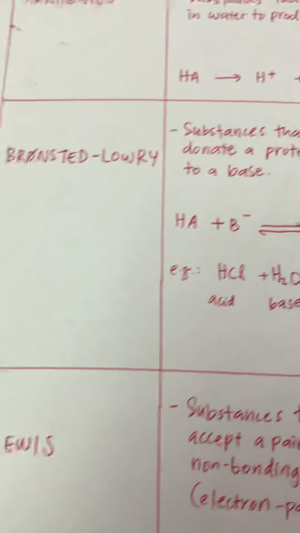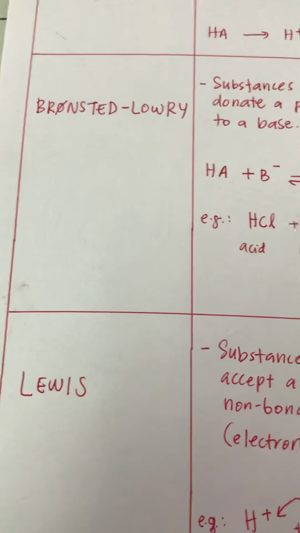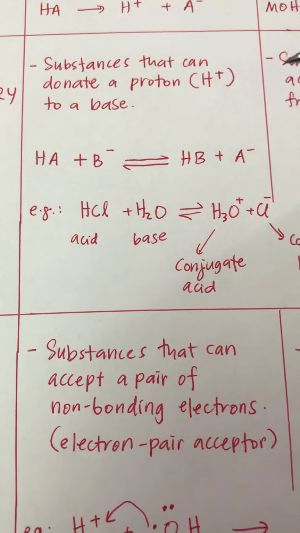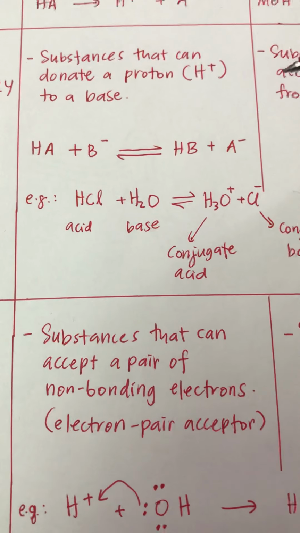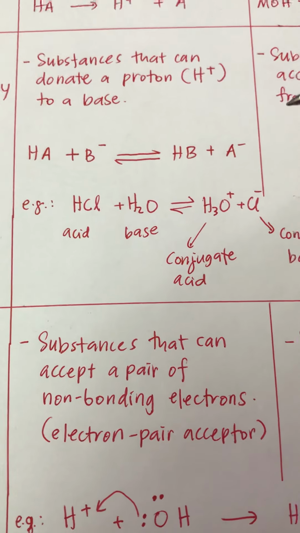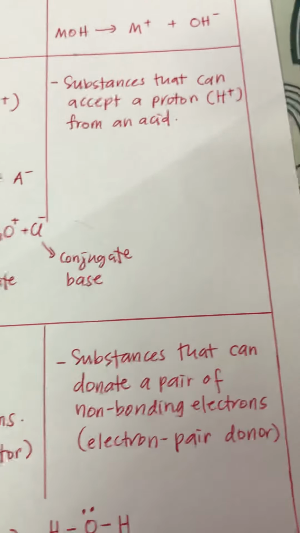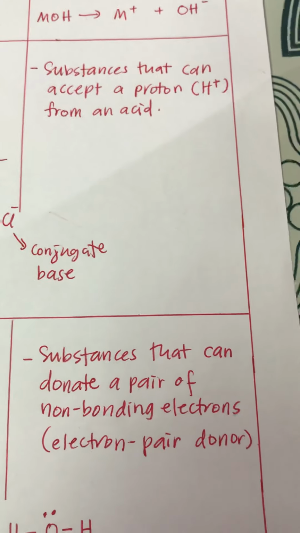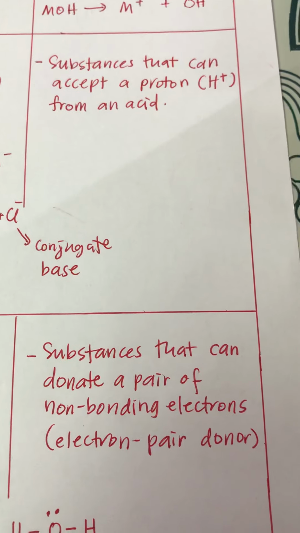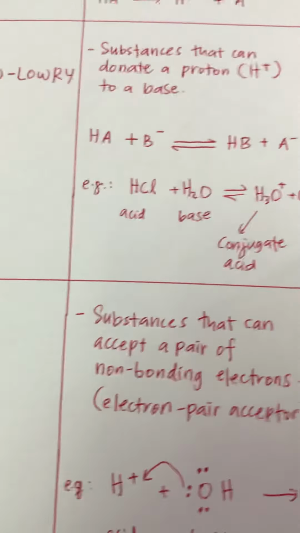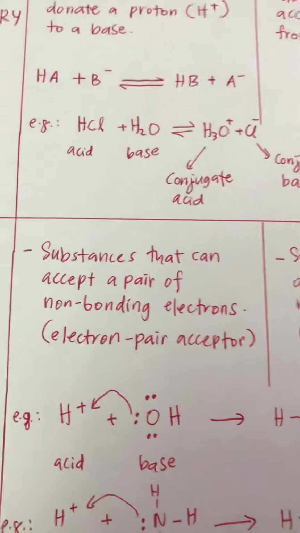The third theory is the Lewis theory, where acids are defined as the substances that can accept a pair of non-bonding electrons, also known as electron pair acceptors, while bases are substances that can donate a pair of non-bonding electrons, also known as electron pair donors. Take a look at the example here.